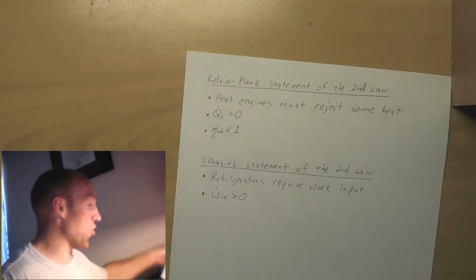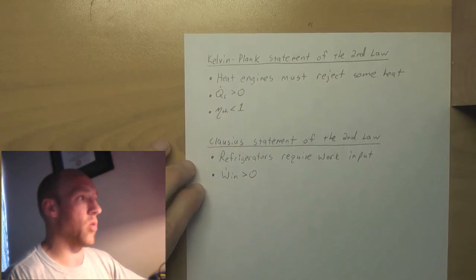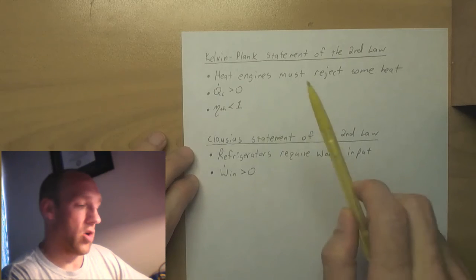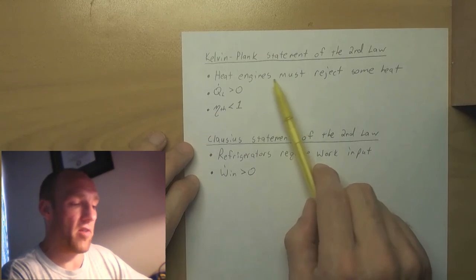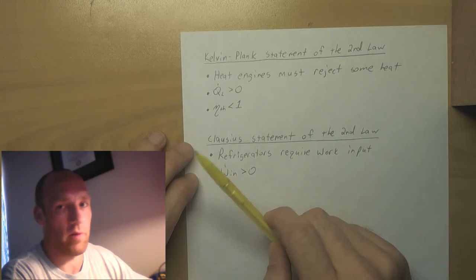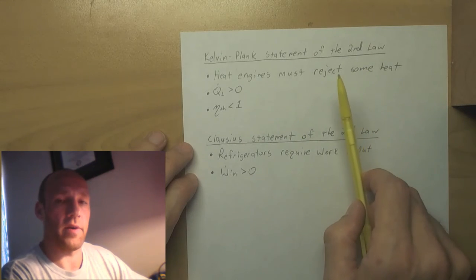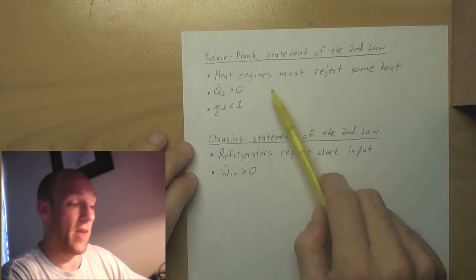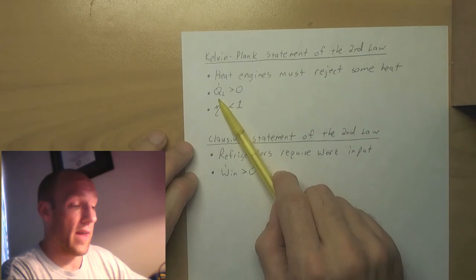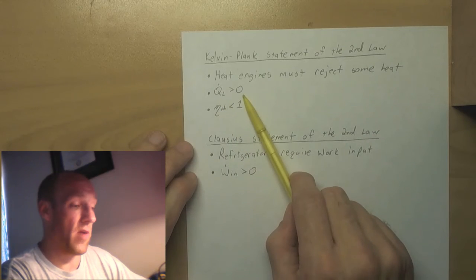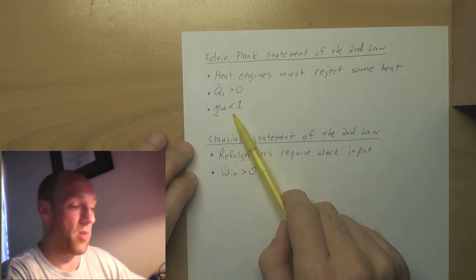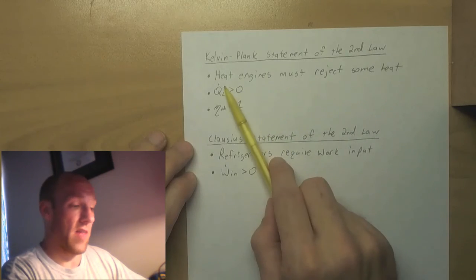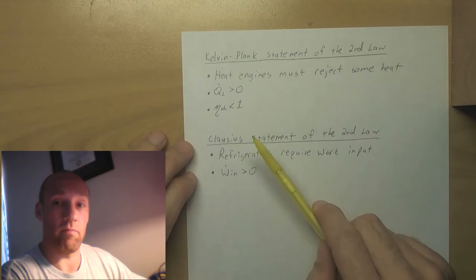There are two versions of this statement, and they wind up being equivalent. There's a Kelvin-Planck statement of the second law, which states that heat engines must reject some heat. That's not a quantitative statement, but it is a statement. The consequence is that the heat rejected on the cold side has got to be greater than 0, and therefore the thermal efficiency must be less than 1. So the Kelvin-Planck statement is that heat engines must reject some heat.